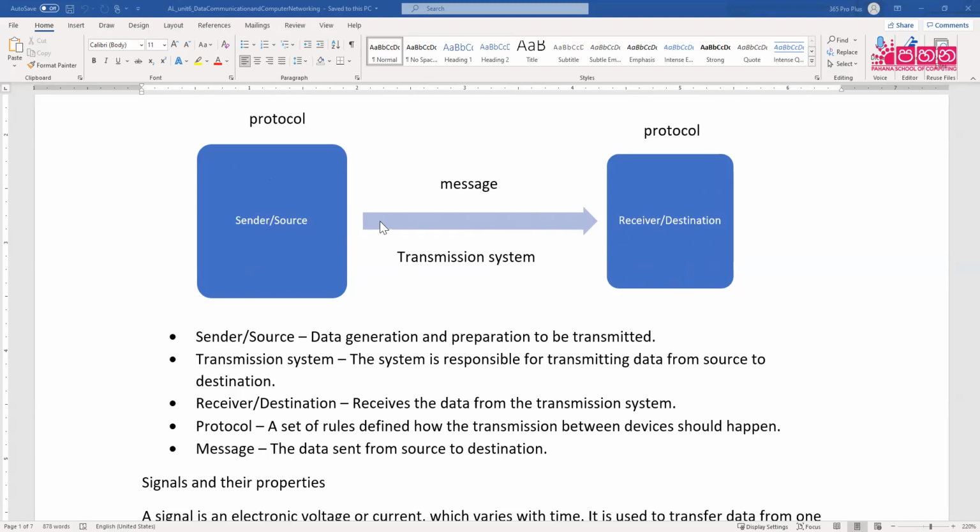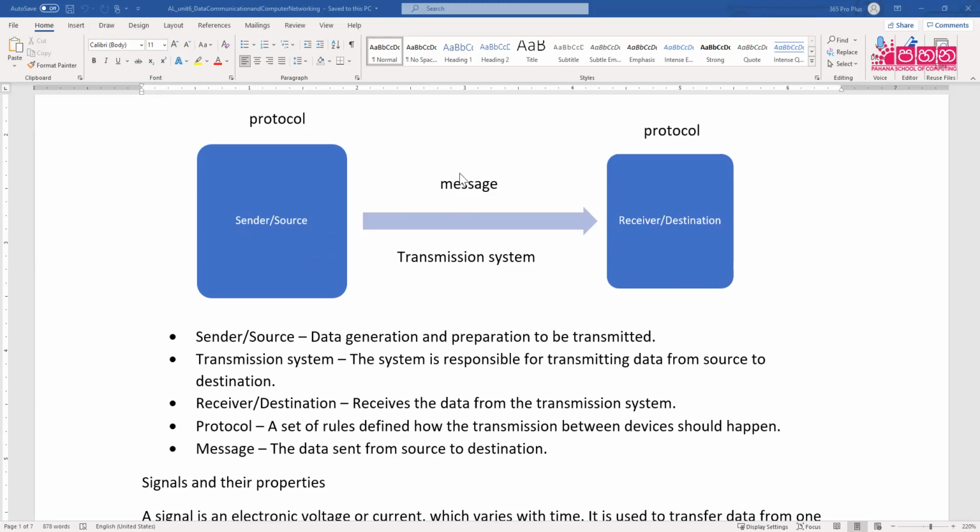Now remember, when we have a sender and receiver, especially in computing, the sender and receiver are some devices. Simply, you can think of it as two computers. The sender is a computer, and the receiver is also a computer.